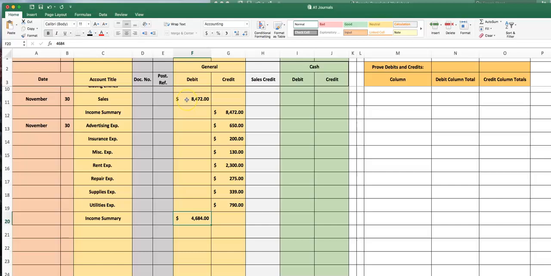Now, up here, sales was the debit, so income summary had to be the credit. In the next transaction here, all these expenses are credits, so the income summary has to be the debit. The income summary is basically the opposite of whatever the main set of numbers happens to be, just so that we have equality between debit and credit amounts.